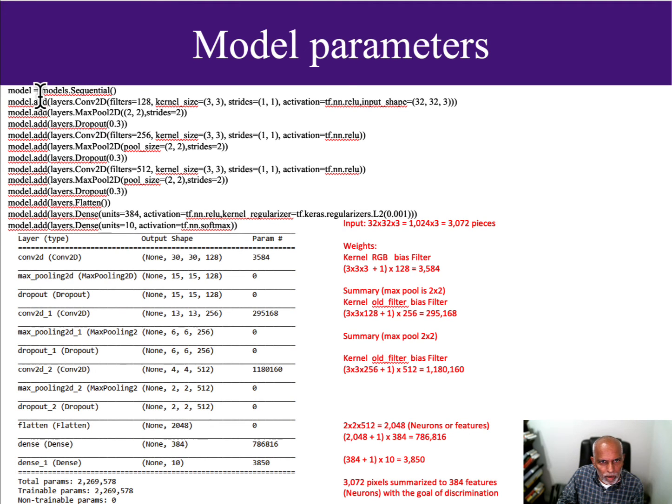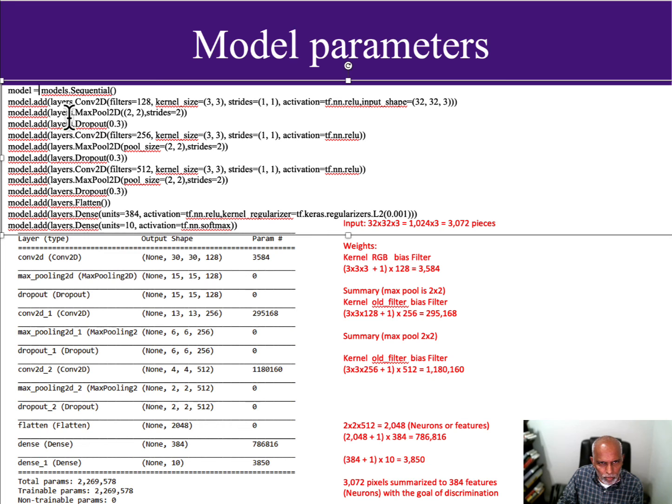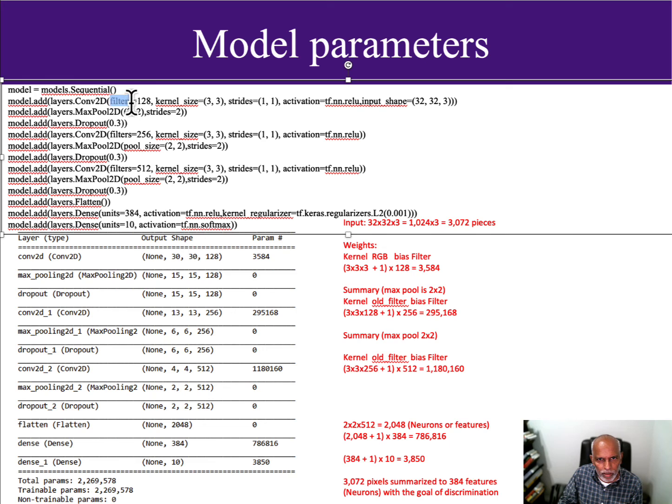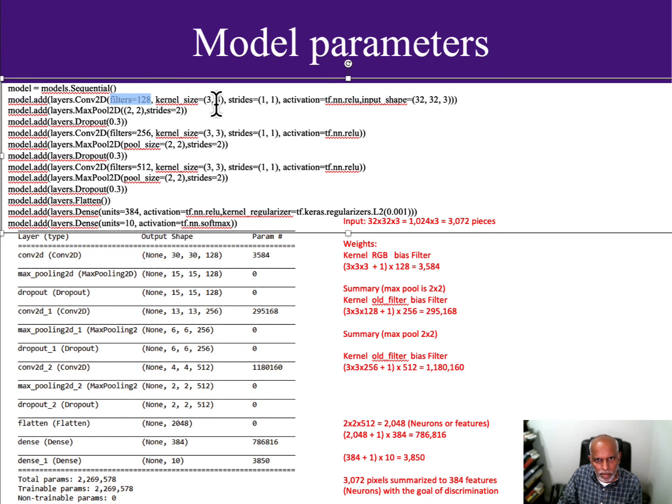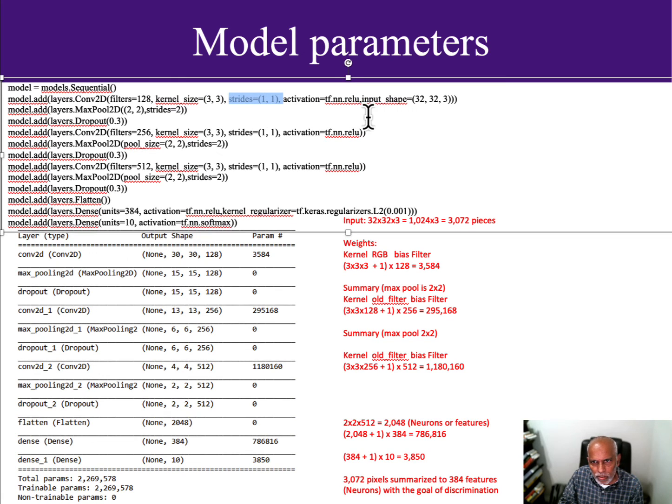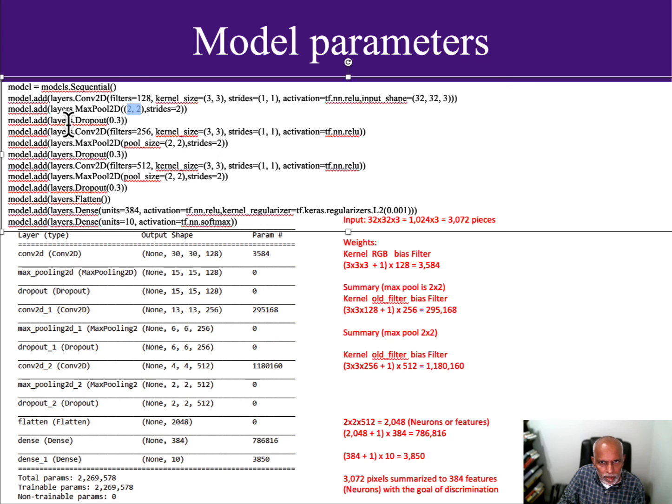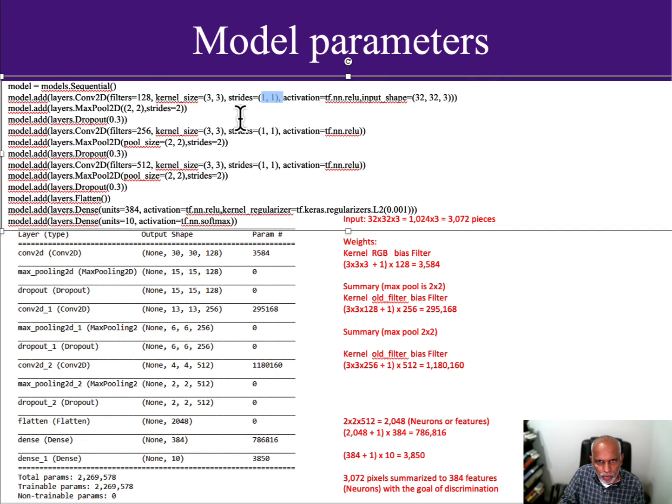Okay, for the model parameters, here is an example. I take a model, Sequential, which builds these layers sequentially. The filter count is 128, kernel size is 3 by 3, strides are 1 by 1, activation is ReLU, and input shape is 32 by 32 by 3. The next layer is max pool 2D. We are taking 2 by 2 strides, that means 2 at a time, and here the stride is 1 at a time, 1 cell at a time.